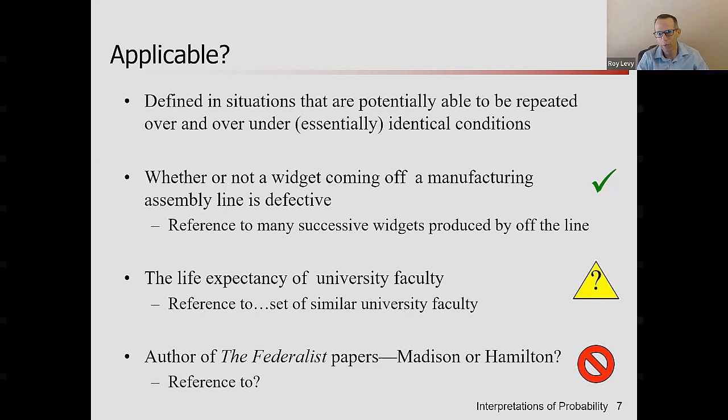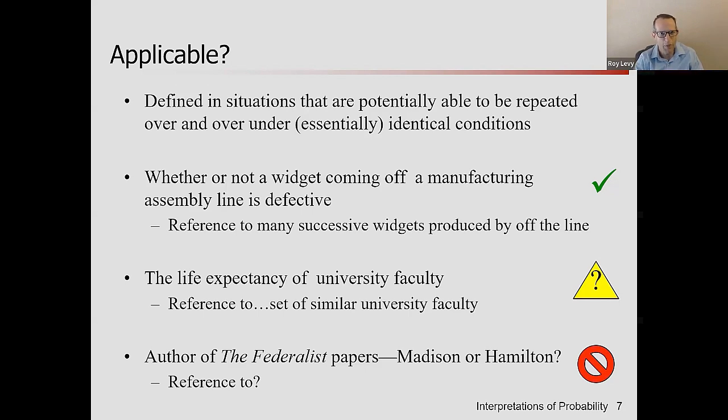What about this situation? The author of the disputed Federalist Papers. The Federalist Papers were a series of papers, mostly written by James Madison or Alexander Hamilton around the time of the founding of the United States. There are a number of these essays for which we know who wrote them. But there are, I think, about 12 papers for which the authorship is disputed. They're not sure if it's Madison or Hamilton who was the author.